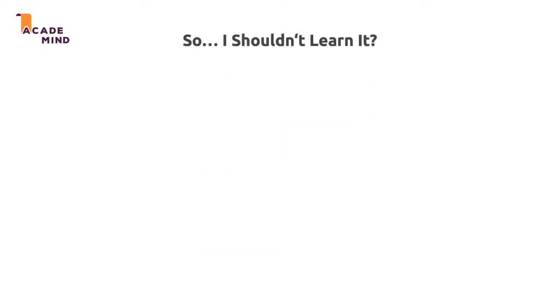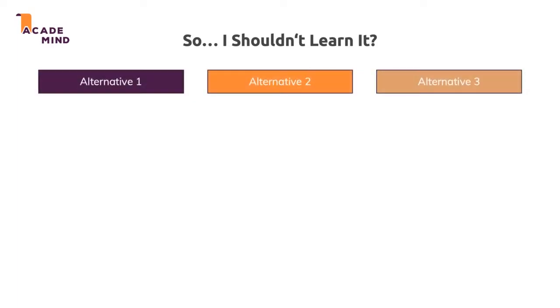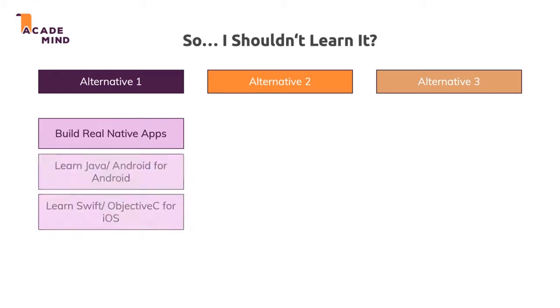Now, that might all sound pretty bad, so shouldn't you learn React Native then? Well, let's have a look at the alternatives. Of course, one alternative always is that you build real native apps with the Android framework for Java or Kotlin, or with Swift or Objective-C for iOS. You can do that, but of course the downside is you have to learn these languages, and the huge advantage of working in one project and sharing a lot of code will be totally lost.